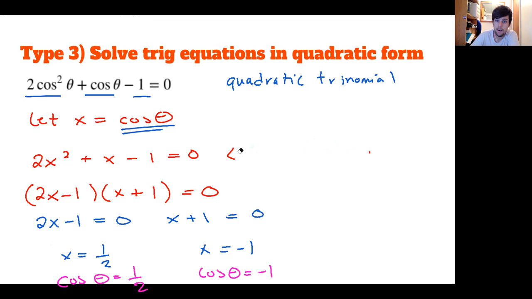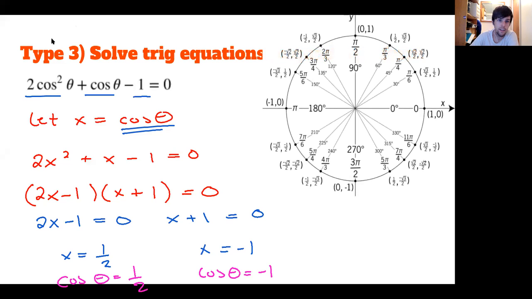And from there, the unit circle. Nice, I did have it there. So unit circle. Where is cosine 1/2? Cosine 1/2 is right here. Pi over 3. It's right here. 5 pi over 3. And where is it -1? It's right here. Pi. So our three solutions are pi over 3, pi, 5 pi over 3.